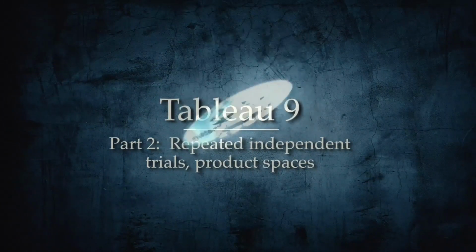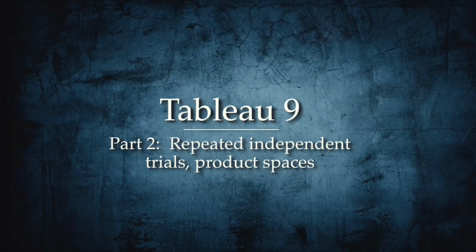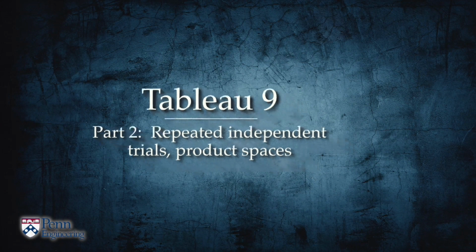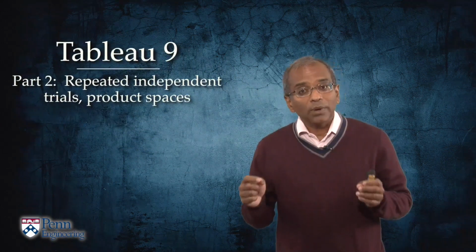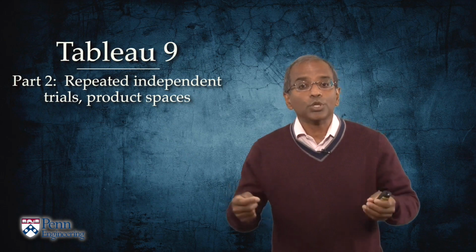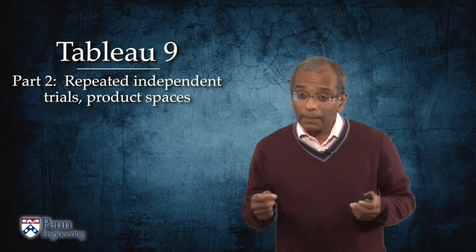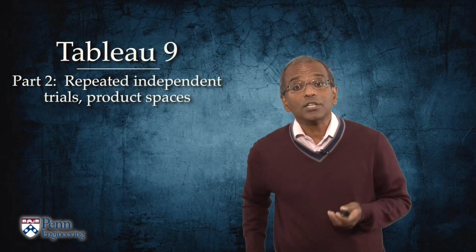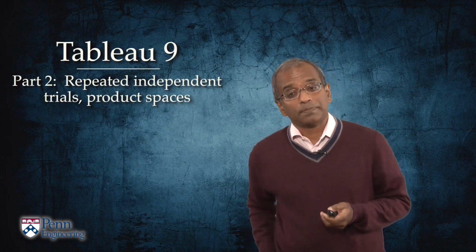Tableau 9, Part 2. Repeated independent trials, product spaces. The thread or skein of independence runs right through the story of probability. In many ways, it is the central concept in the science.